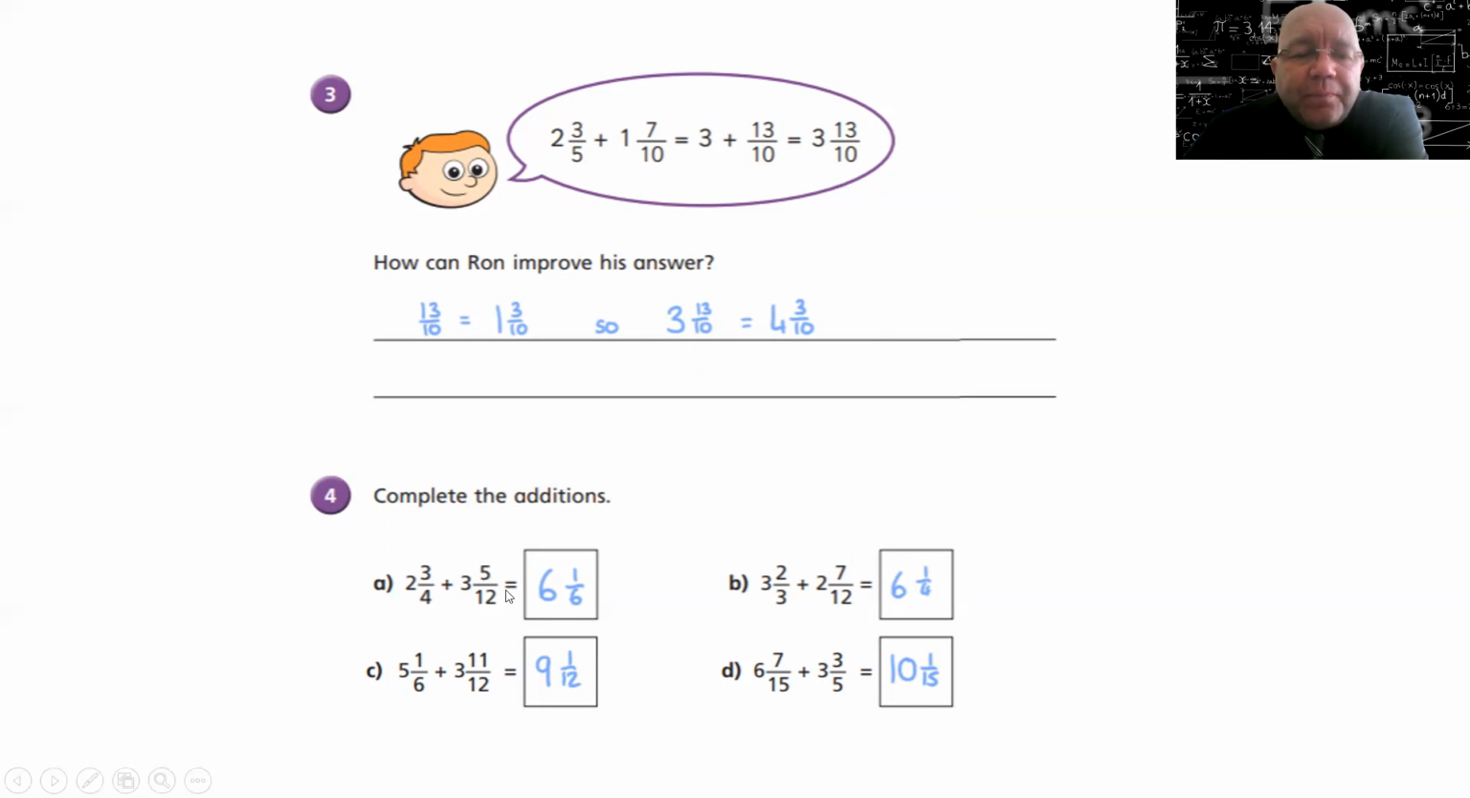And then for question 4, A, 6 and 1/6, you might have 6 and 2/12. B, 6 and 1/4, you might have 6 and 3/12. C is 9 and 1/12, and D is 10 and 1/15. Well done if you've got those.